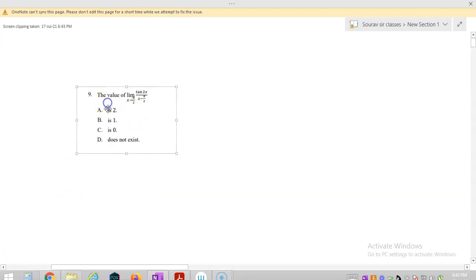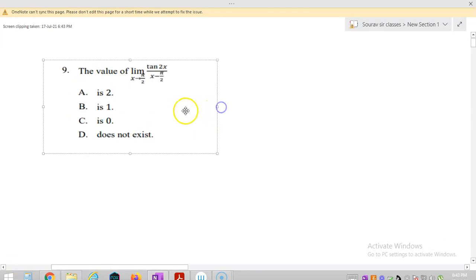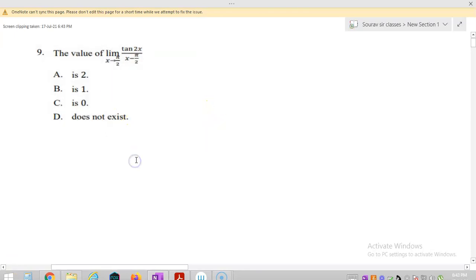Okay students, let's solve question number 9, which says that the value of this limit x tends to pi by 2 tan 2x by x minus pi by 2 is. So I need to find out the value of this limit. So I am writing this. I need to find limit x tends to pi by 2 tan 2x by x minus pi by 2, right?